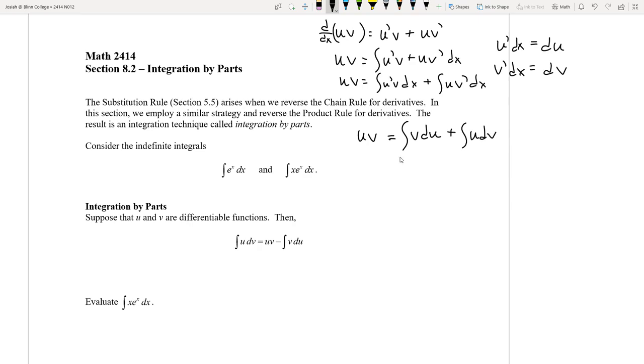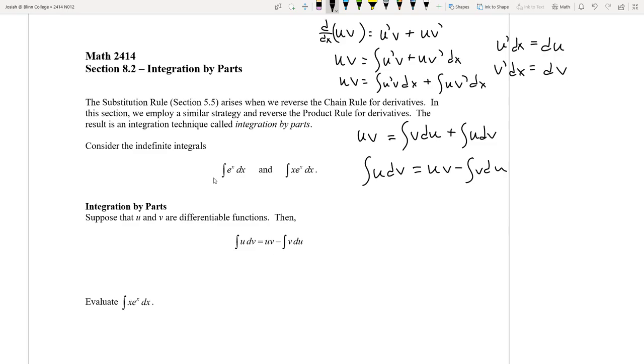And we'll go ahead and isolate u dv just because we have to pick one of them, and so we pick the alphabetically first one. So we'll go ahead and subtract v du on both sides. And that's how we end up with integration by parts down here.